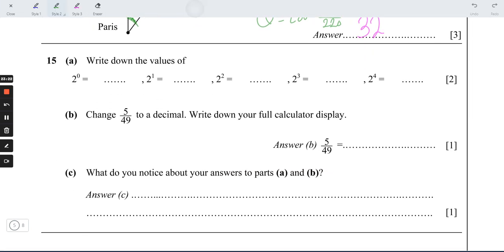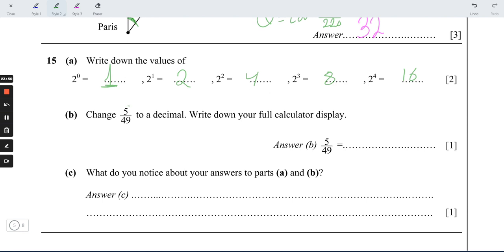Question 15 here. Question 15 asks, write down the values of 2 to the power of 0 and so on. Here are the laws of indices, which are easy. 2 to the power of 0 is 1. Anything to the power of 0 is always 1. 2 to the power of 1 is 2. 2 to the power of 2 means 2 times 2, which is 4. 2 to the power of 3 means 2 times 2 times 2, 3 times, which is 8. 2 to the power of 4 is 16.